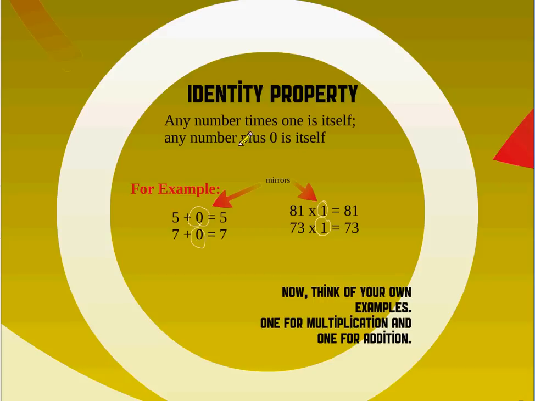And I've gone ahead in the examples and I've circled those mirrors so you can see for yourself. And I want you to really picture the mirrors because it's going to help you remember the identity property. Alright, for the 3rd time, now you're going to put me on pause. You're going to write your own examples, 1 for each. At least 1, but you know I like more than 1.